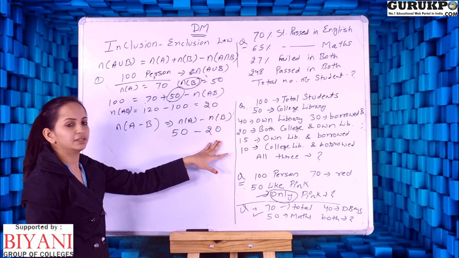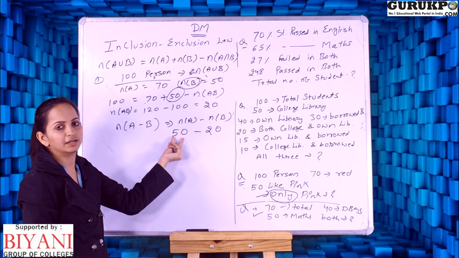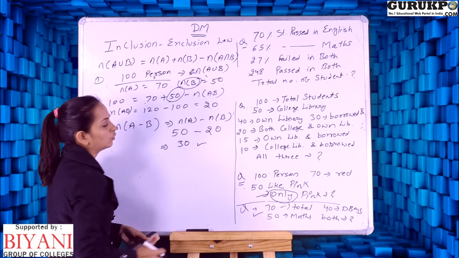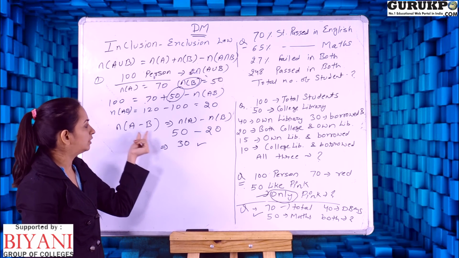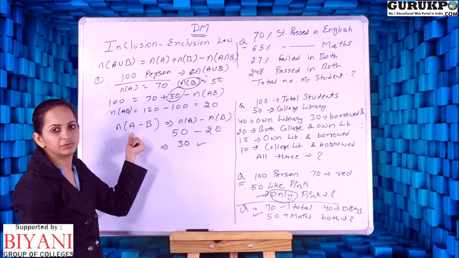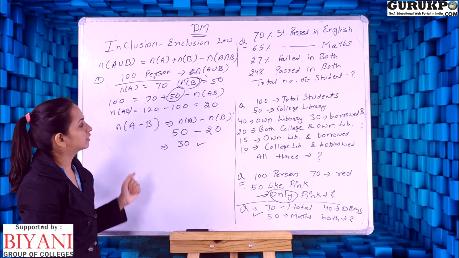We are separating the common persons who like both the colors from the set of those who like the pink color. So there we get the answer 30, who like only pink color. So this is the way to find the only set, the number of elements in a single set. What you do is use the set difference operation to get this. Okay, so this is the way you can solve this type of question.